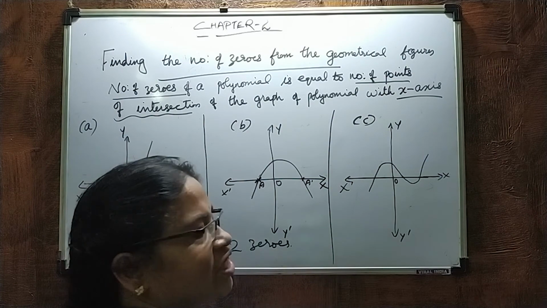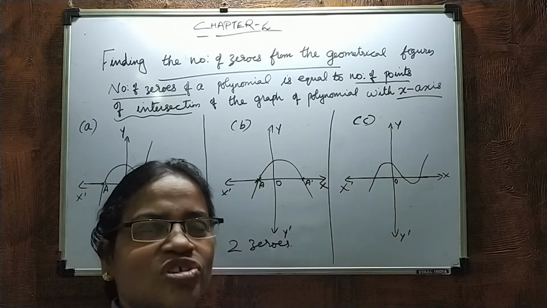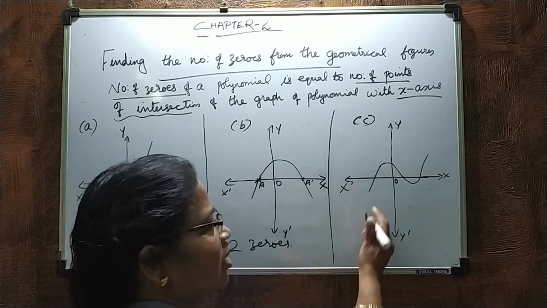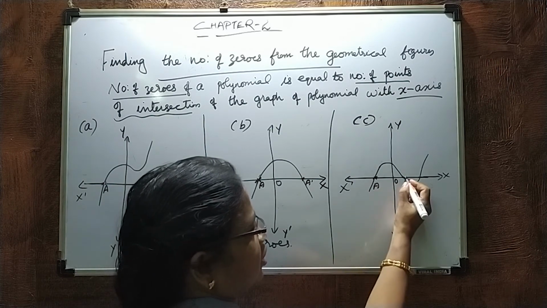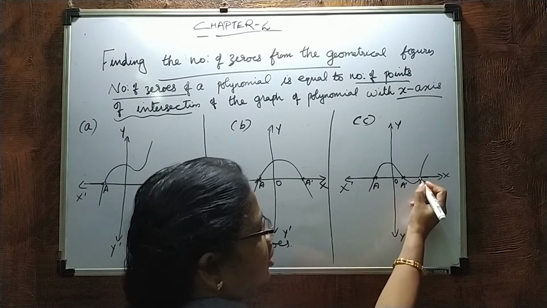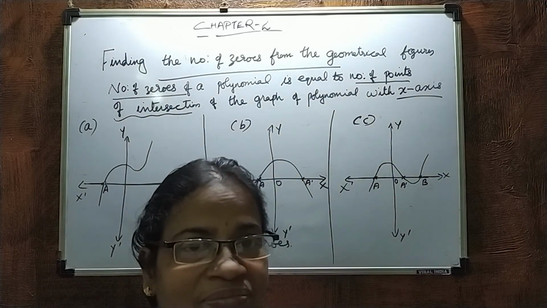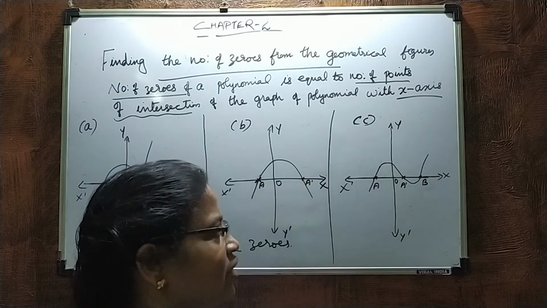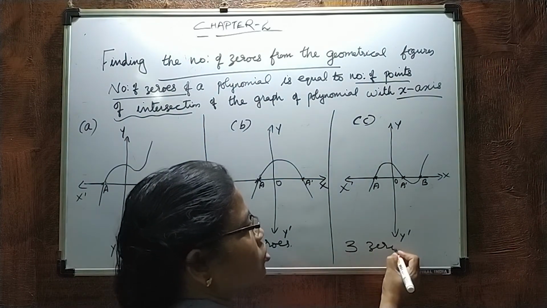What is the next one then? Just look at the figure. And this is the x-axis. Just look at the x-axis, it will be enough. How many times does it intersect? Now look, first time A, here it is A dash, here it is B. How many times does it intersect? 3 times. So how many zeros will there be? 3 zeros.